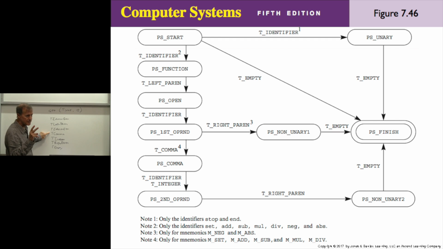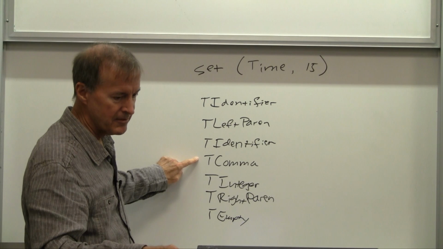Two arguments. So in your finite state machine, you're going to have to distinguish between unary and non-unary instructions. Yes, that's a really good point. When you draw up your finite state machine, you note it, and you use footnotes like this the same way. All right. So now where are we? After this T comma, we are in what state?